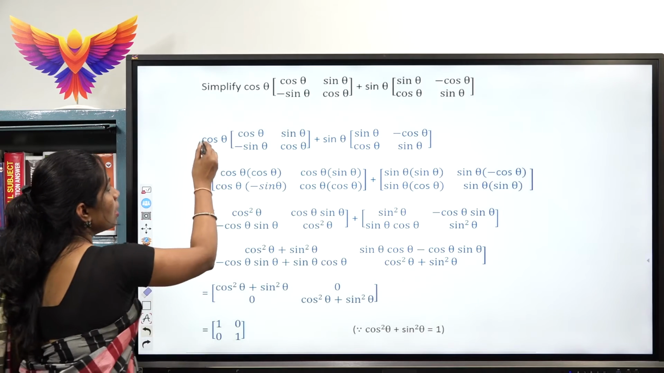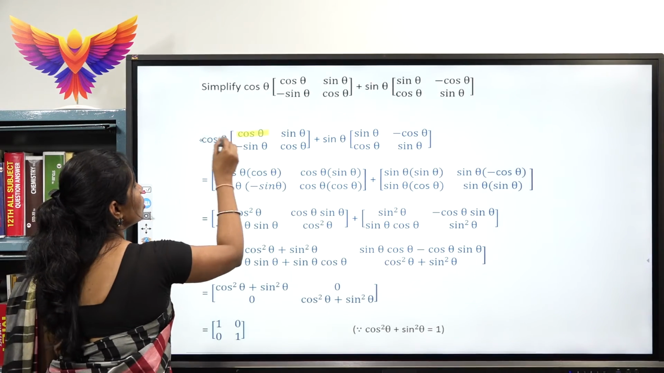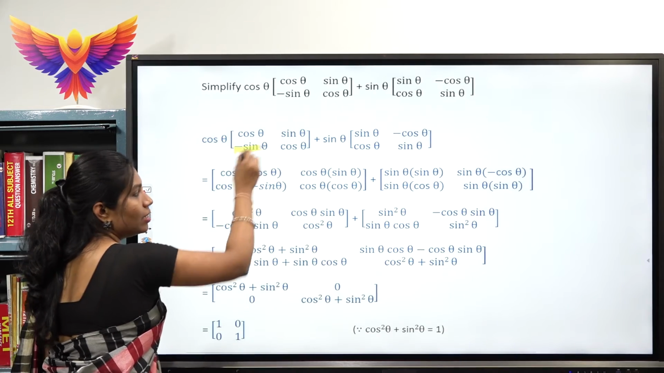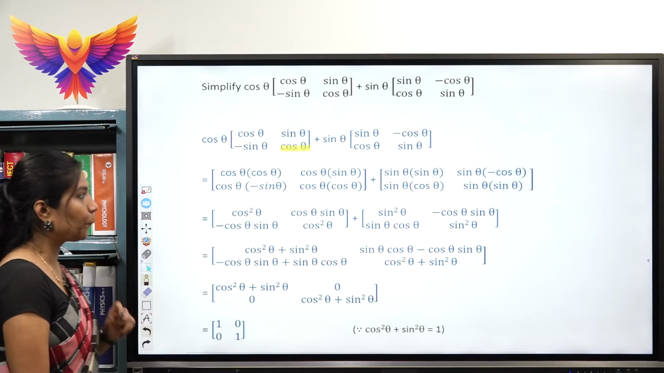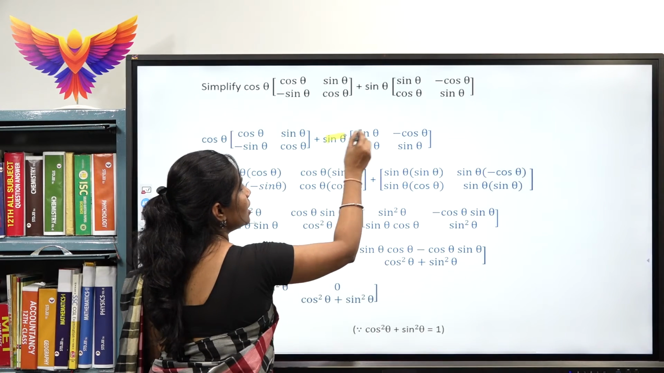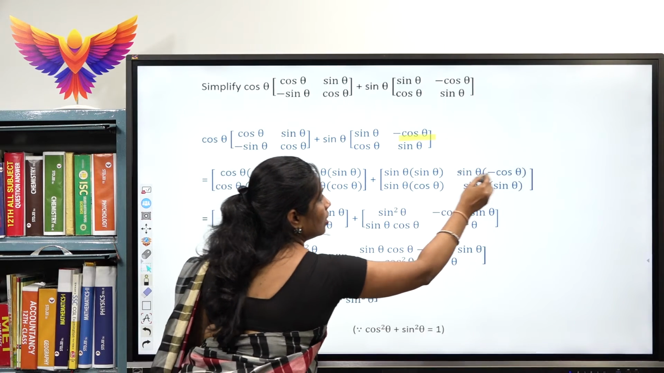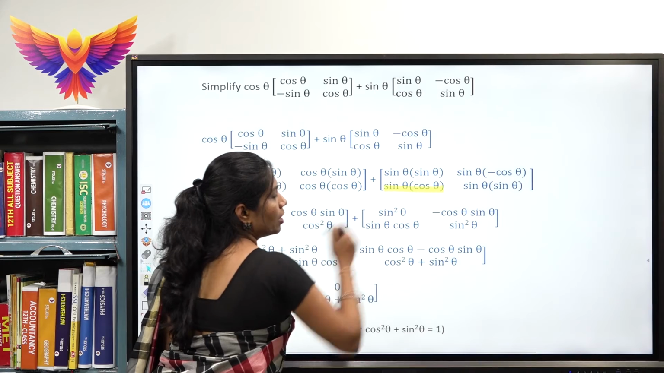It is cos theta into cos theta. Every element needs to be multiplied. Cos theta into sin theta, then cos theta into minus sin theta, cos theta into cos theta is what we will be getting. Same way, in the second matrix, sin theta into sin theta, sin theta into minus cos theta is what we will be getting. Sin theta into cos theta will give me this.